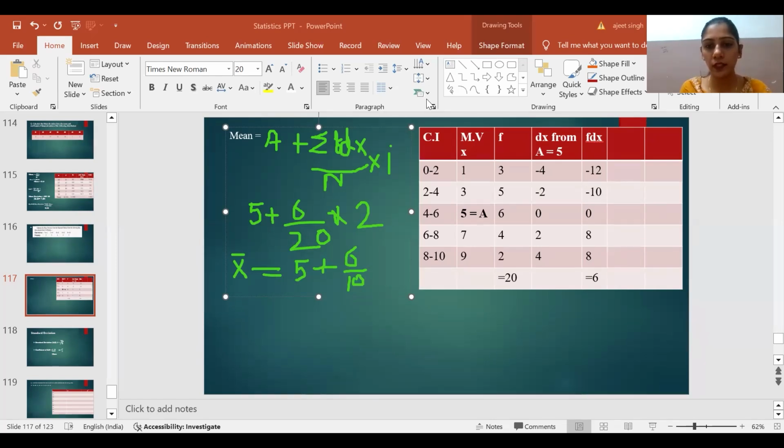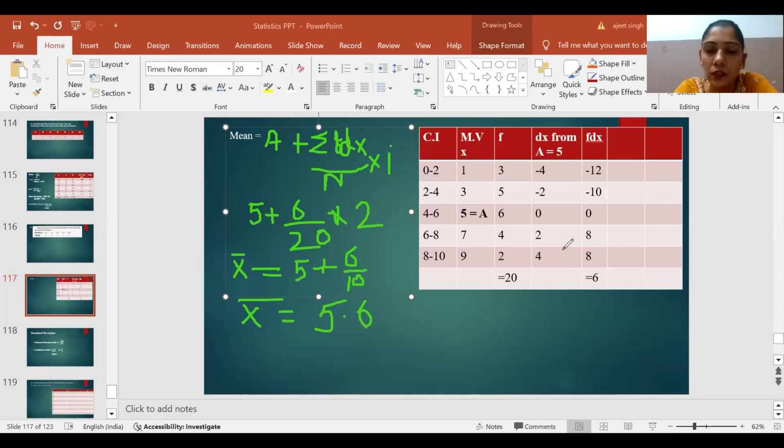So let's calculate it. 6 divided by 10 is 0.6, and plus the value of 5. So it is 5.6. What is the value? Mean is equal to 5.6. Okay, what is the mean? 5.6. So this is how we calculate mean.